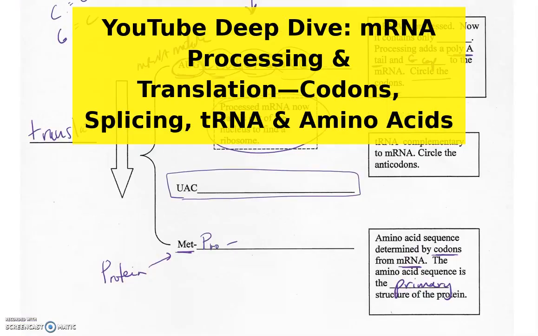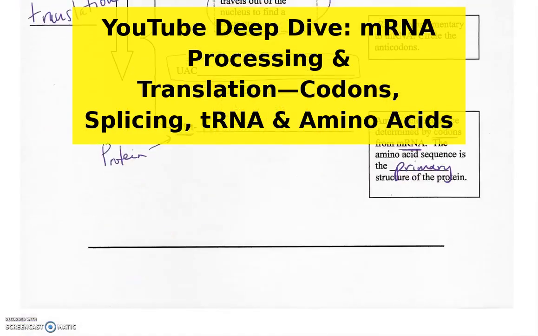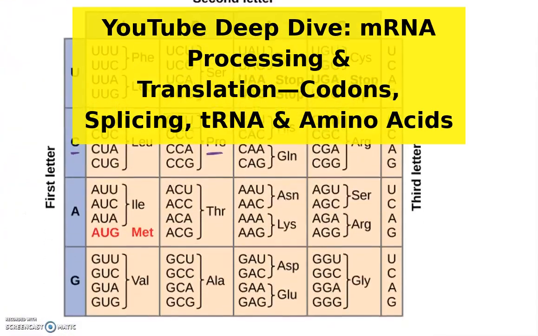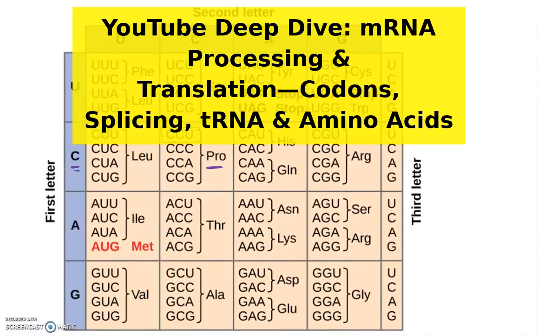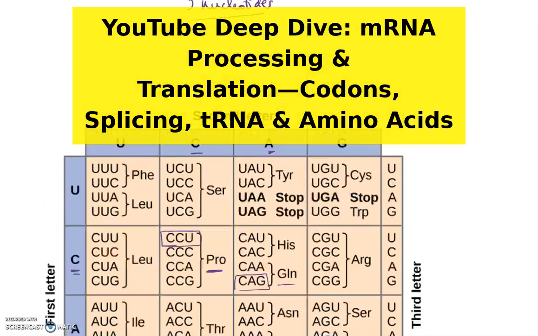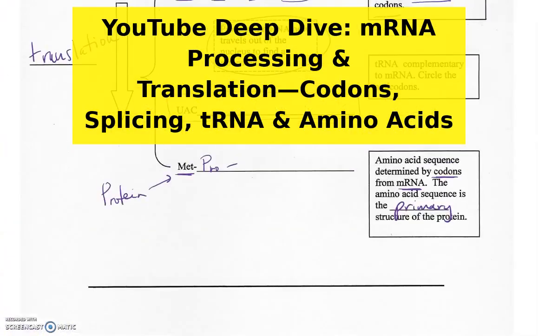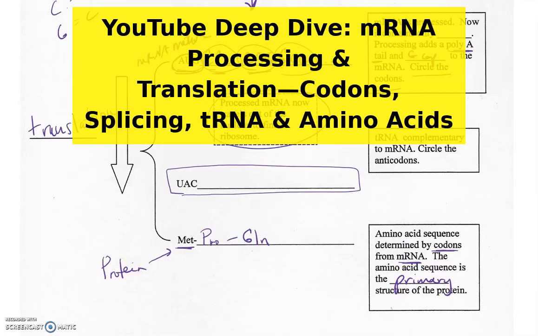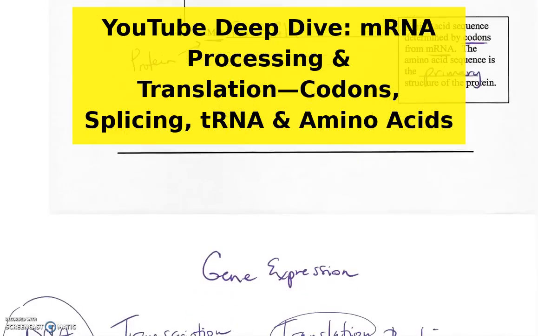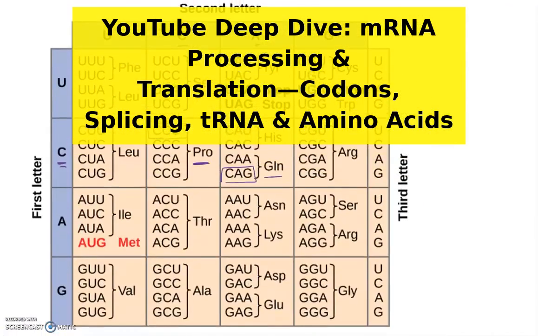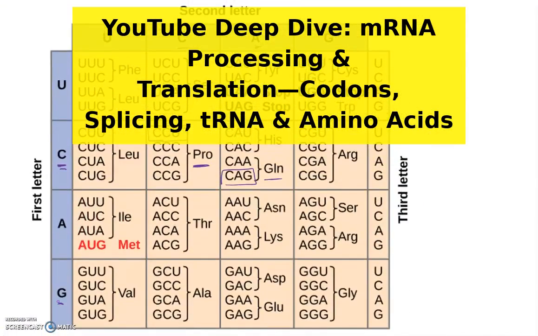Let's do the next one. Okay, CAG. So first letter C, second letter A, third letter G. Okay, glutamine. And our last codon that we're going to do for this exercise is GCG.